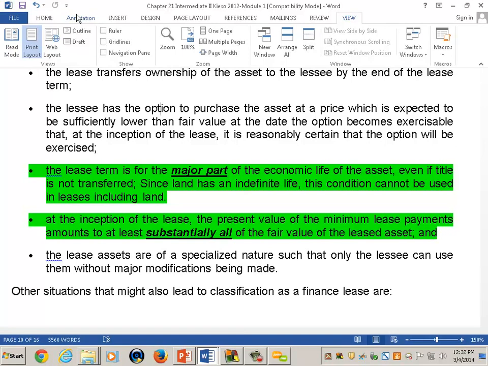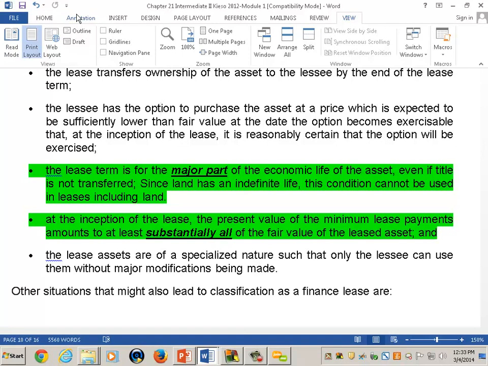And what's happening with the new standard, I'm going to tell you, we don't use these as triggers for capitalization. We use them to change the accounting. So the new standard is going to pretty much capitalize all leases, but the way we account for that lease will change depending on whether it's a major part or substantially all. So we are going to use the term, but it's going to be applied a little bit differently. So right now, these are the standards we have for IFRS.